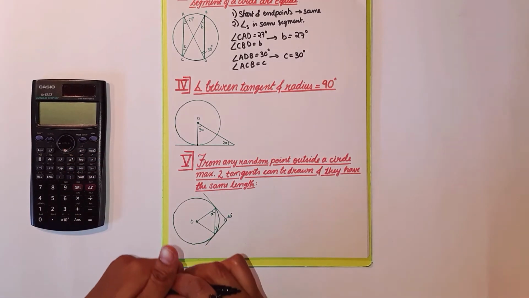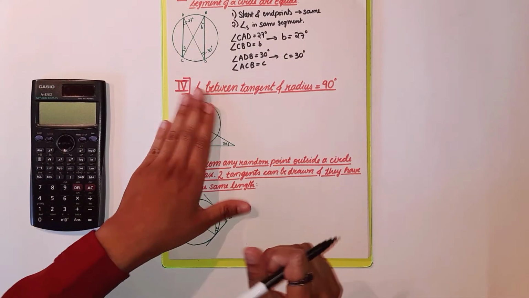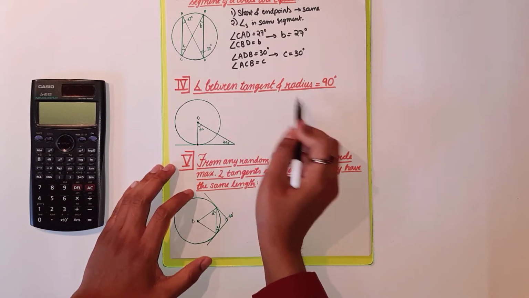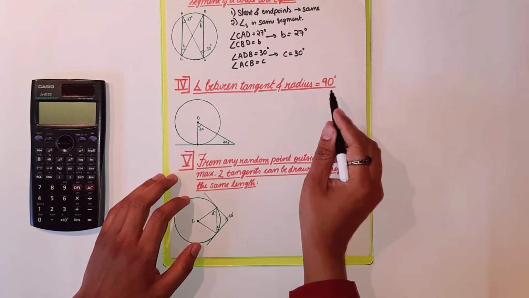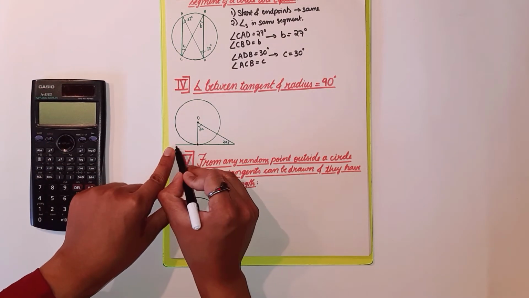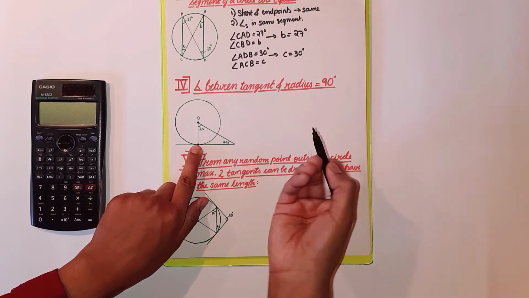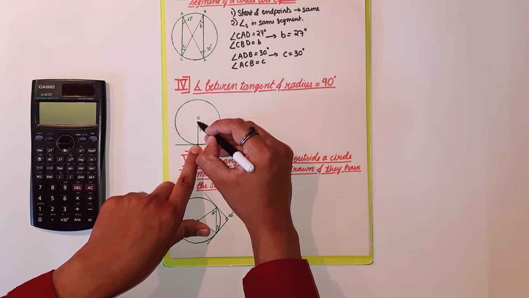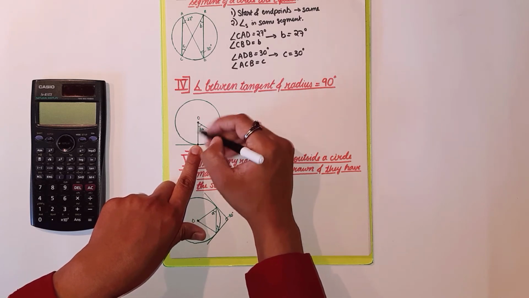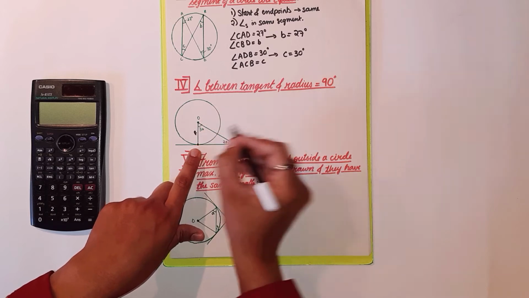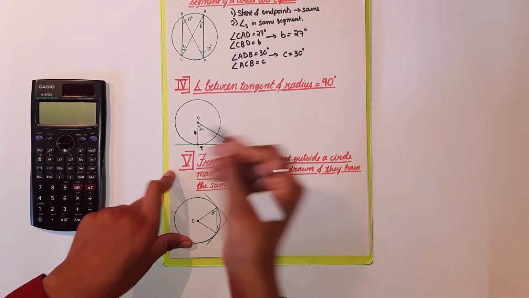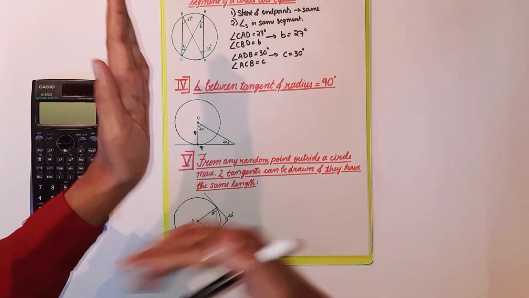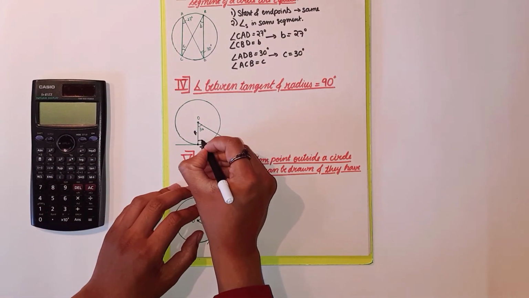So let's look at rule number 1, or number 4 actually. The angle between a tangent and the radius is 90 degrees. This is what the rule says. Where's the tangent? We have a tangent over here. Where's the radius? This is our radius, which is from the center of the circle to the edge of the circle. I'll just call it r. This is the tangent, so this will be t. And the angle between the radius and the tangent is 90 degrees, always.